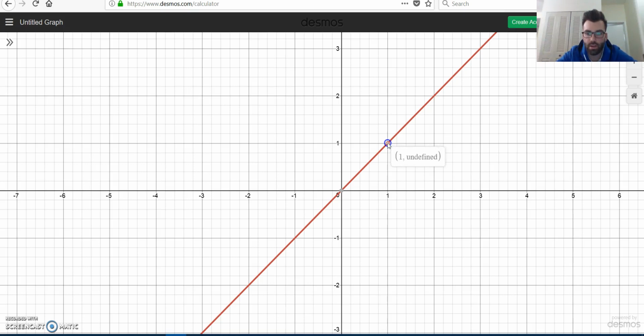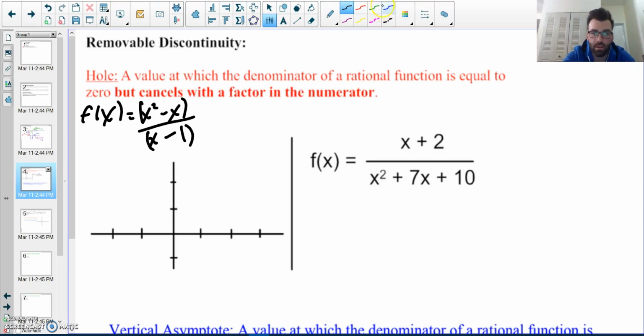At x equals 1, my function is undefined. There's an error. That means I'm going to have a hole at x equals 1. Well, how could I find that out? Well, as it says here, if I were to factor x minus 1 over x minus 1, you'll recognize that our x minus 1s cancel out.